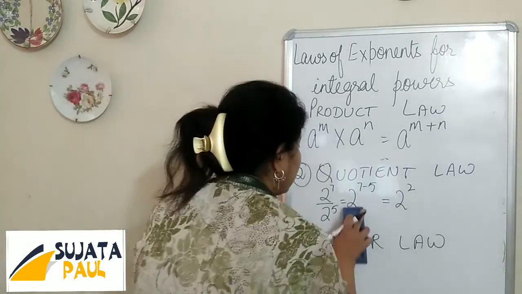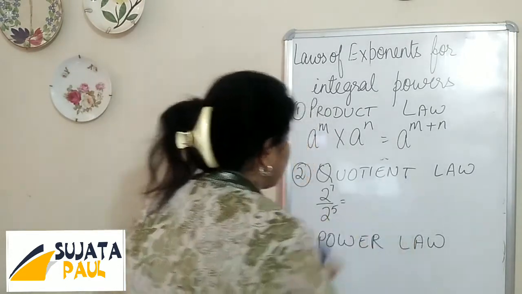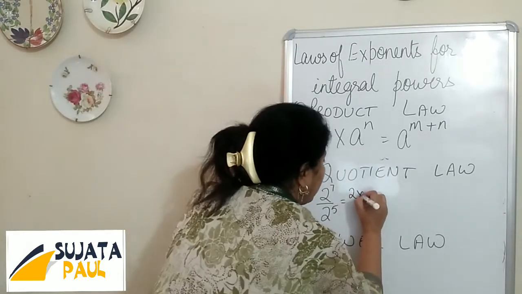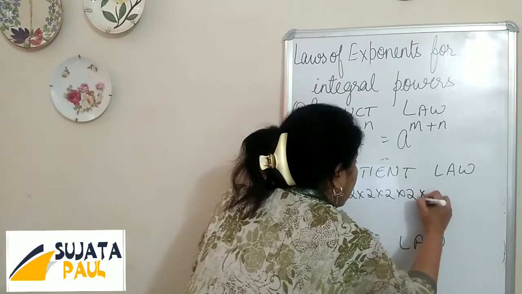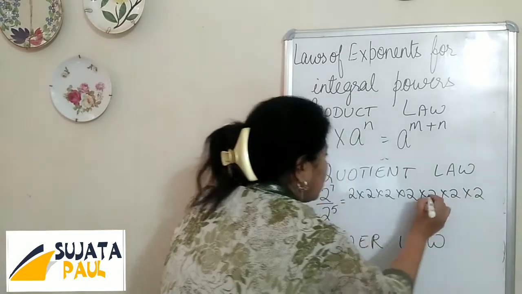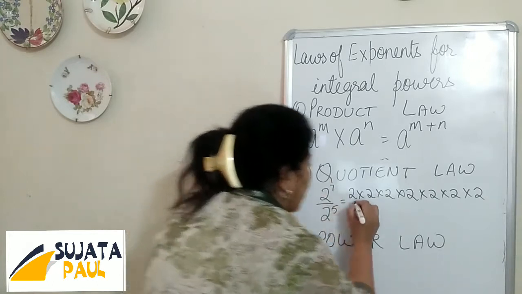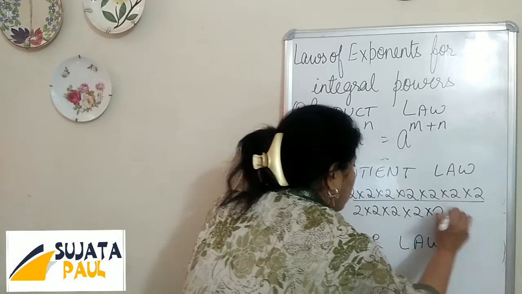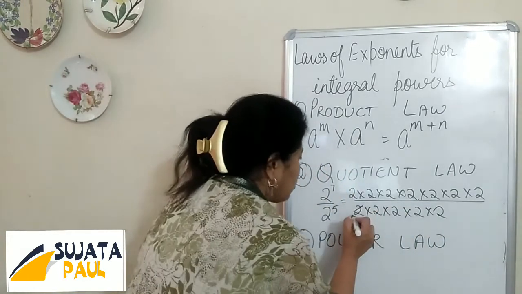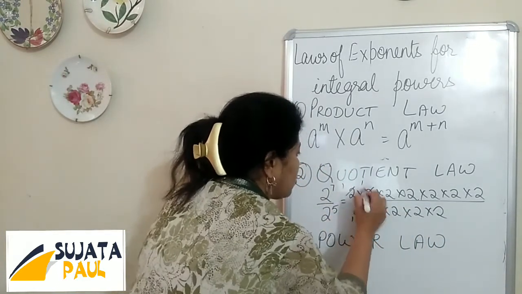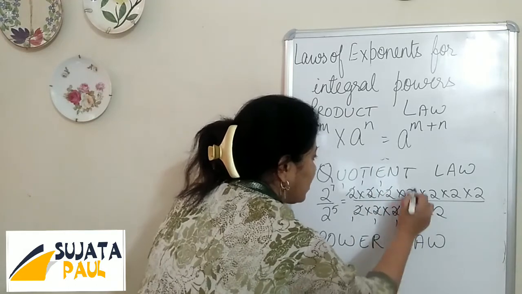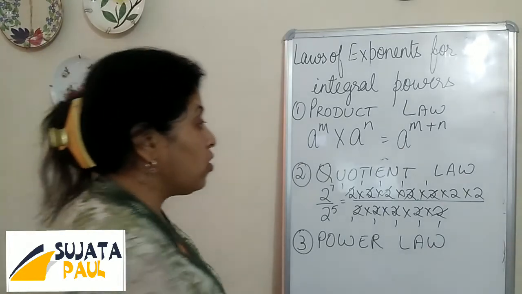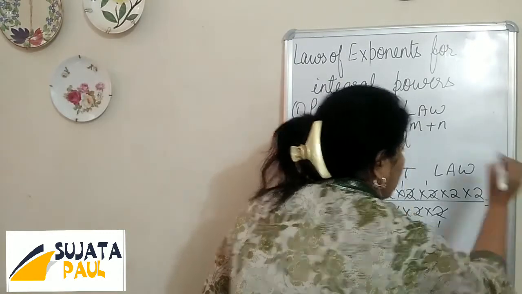Koi baat nahi. Let us see what I'm saying. I can write it in this manner. What was the answer? 2 raised to the power of 2. I can write 2 into 2 into 2 into 2 into 2 into 2 into 2, that's 7, upon 2 into 2 into 2 into 2 into 2, 5 times. Then 2 ones are 2, 2 ones are 2, and so on. What is left, beta? 2 raised to the power of 2.